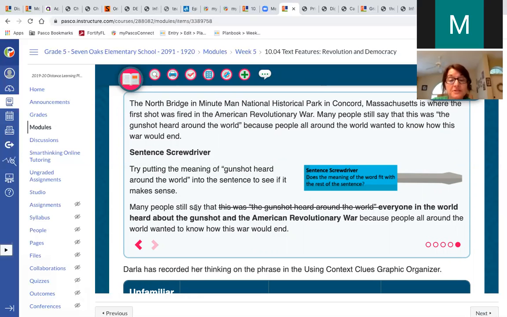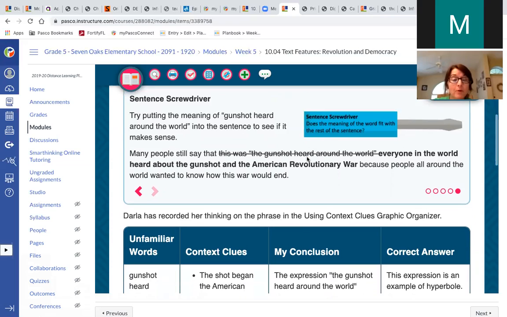So many people still say, and they're going to take out that this was the gunshot heard around the world, and they're going to say instead, many people still say everyone in the world heard about the gunshot in the American Revolutionary War because people all around the world wanted to know how this war would end. Okay, so you want to read through that important information.